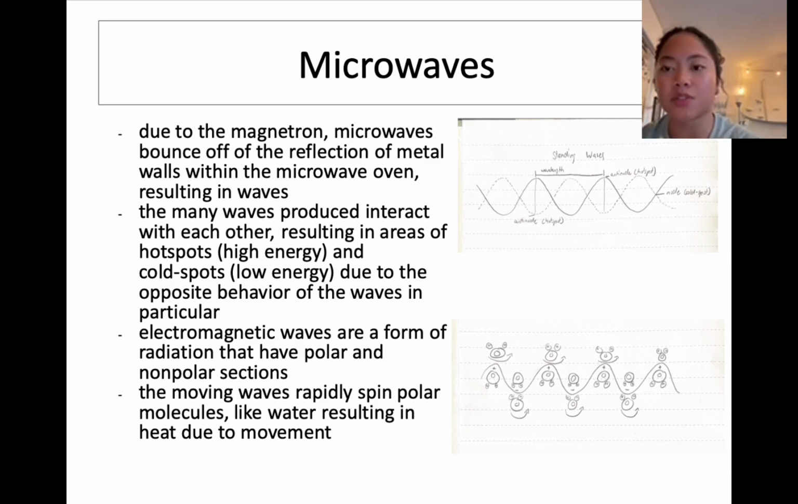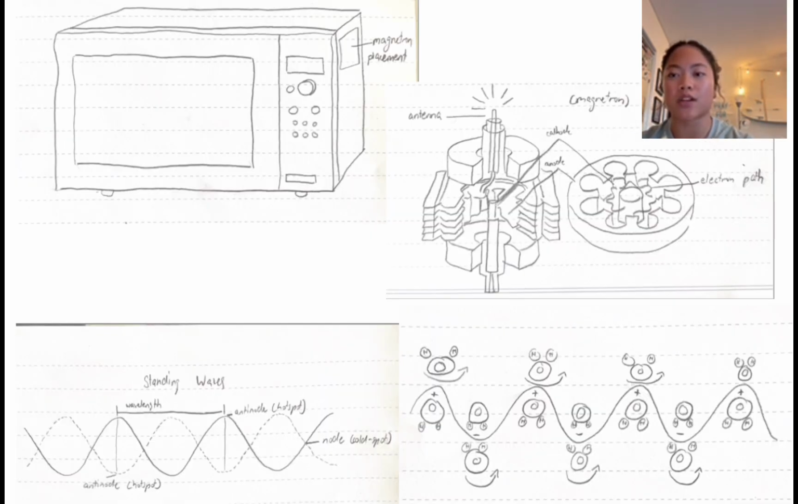The many waves produced interact with each other, resulting in areas of hot spots, or areas of high energy, and areas of cold spots, areas of low energy, due to the opposite behavior of the waves. Electromagnetic waves are a form of radiation that have polar and nonpolar sections. The moving waves will rapidly spin polar molecules, like water, for example, resulting in thermal energy or heat due to this movement. So over here is a slide of the previous 4 photos, kind of more close up.